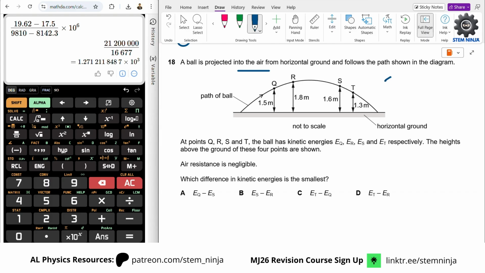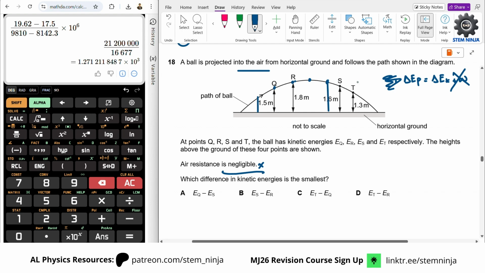So the net change in potential energy is going to be the net change in EK plus the work lost against the air resistance. Air resistance is negligible. Sorry, my bad, I didn't see this. So this would go away. So now the kinetic energy is half mv squared. 1.8 would have the same kinetic energy over here at 1.8. 1.3 would have the same 1.3 over here. So basically the same points would have the same kinetic energy.